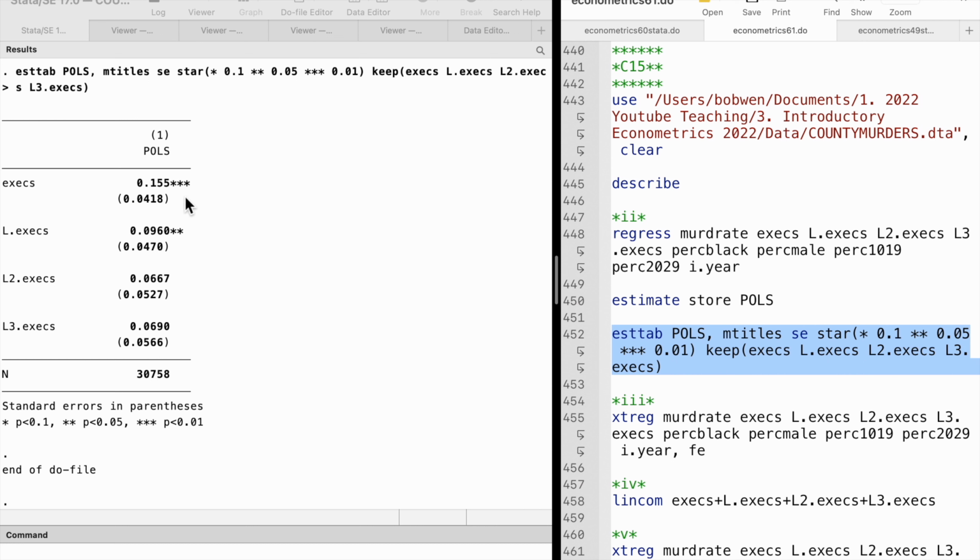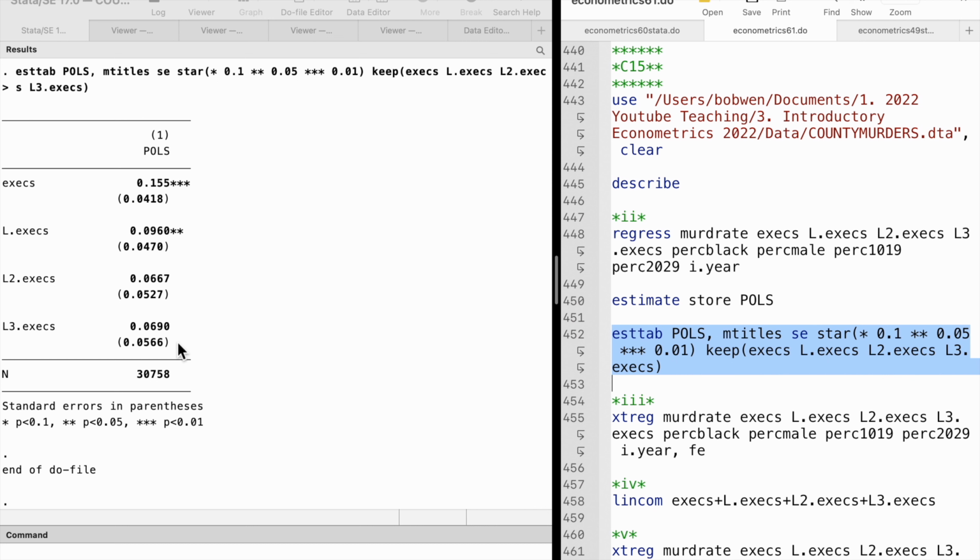The 4 execution variables have positive coefficients, implying a positive relationship between executions and murders. But it does not mean more executions result in more murders, because the pooled OLS estimates suffer from omitted variable bias. The omitted county-specific factors, such as education, the strength of law enforcement, and people's attitude towards the law, are captured by the county fixed effects, a_i.